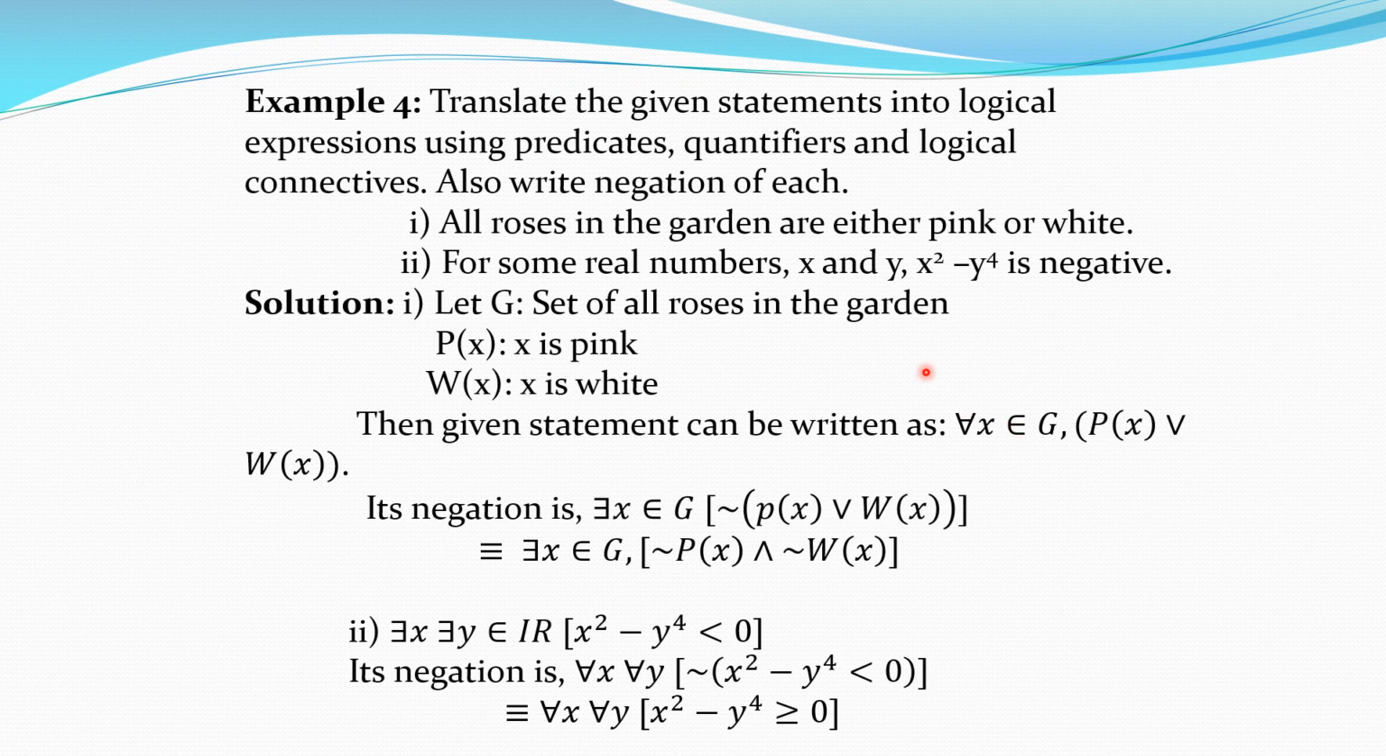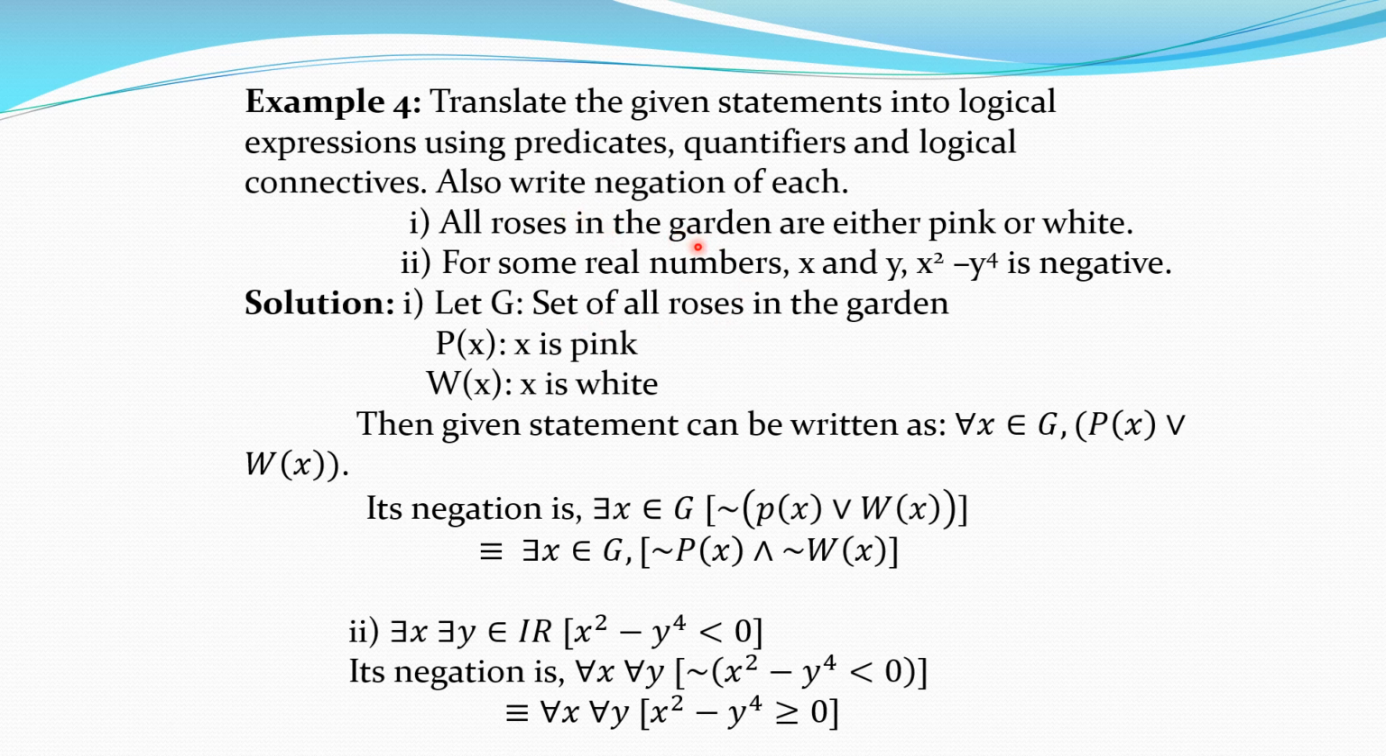Now, one more. Translate the given statements into logical expressions using predicates, quantifiers, and logical connectives. And then we have to write negation of each. Now, in some examples, they define the predicate. But if it is not defined, then we have to define that. Again, if the domain is not defined in that case, we have to define domain. Now see first, all roses in the garden are either pink or white. Now this statement is given about roses in the garden. So we consider domain as G, set of all roses in the garden.